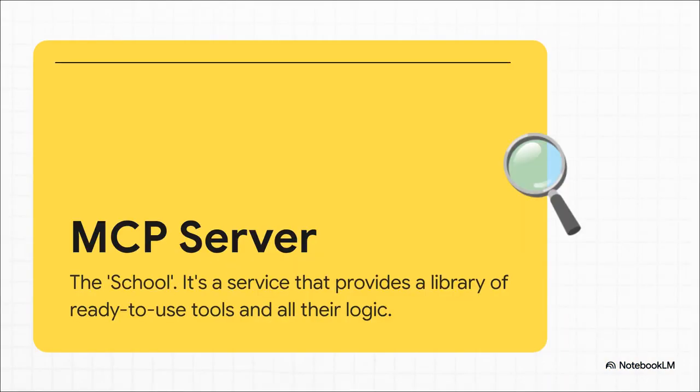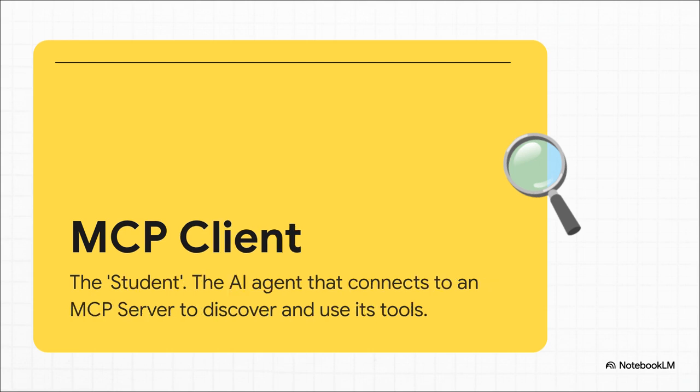Okay, first up, you have the MCP server. Let's call this the school. A company like GitHub, or even just one person, can set up an MCP server that hosts a library of their tools. The server has all the instructions, all the logic for how to actually run those tools. It's basically a catalog of capabilities, just waiting to be used. And then, of course, you have the MCP client. This is our student, the AI agent itself. Now, instead of needing to know all the complex, nitty-gritty details of a tool, the agent just connects to an MCP server and asks, hey, what classes do you offer? It can discover and use any tool the server has, without any of that logic being built into the agent itself.